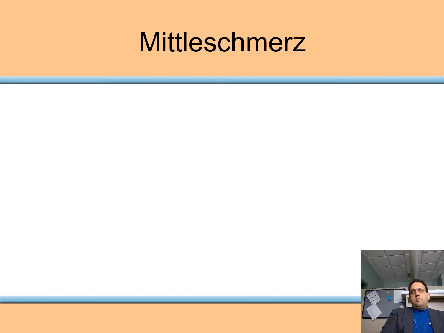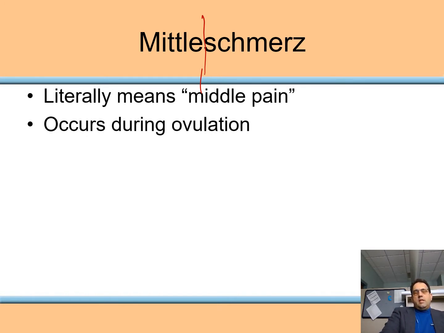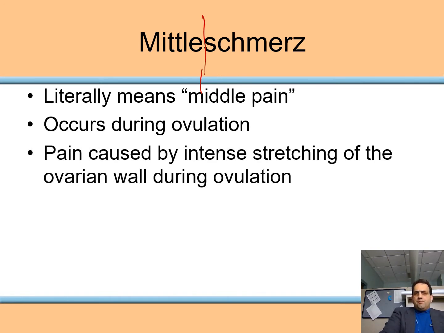If you are a German speaker, you know that Mittel means middle and Schmerz means pain. So literally, Mittelschmerz means middle pain. This occurs during ovulation. When the egg is ovulated, it actually ruptures through the ovarian membrane and causes some scarring, and that will actually cause some pain that most women will feel about midway through their cycle on one side of the pelvis or the other.